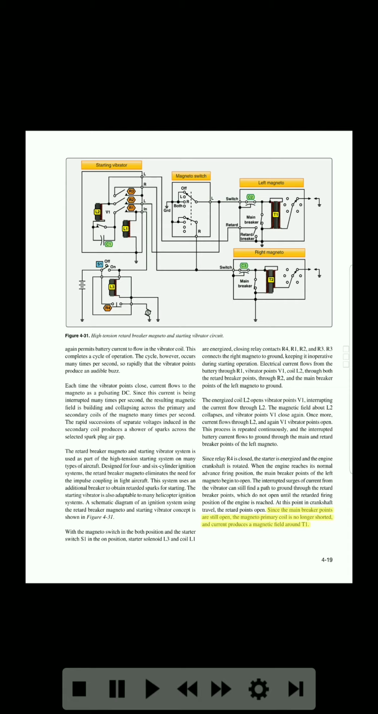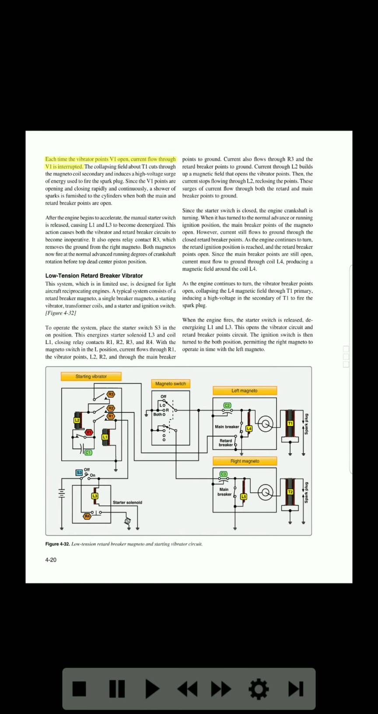Since the main breaker points are still open, the magneto primary coil is no longer shorted, and current produces a magnetic field around T1. Each time the vibrator points V1 open, current flow through V1 is interrupted. The collapsing field about T1 cuts through the magneto coil secondary, and induces a high voltage surge of energy used to fire the spark plug.